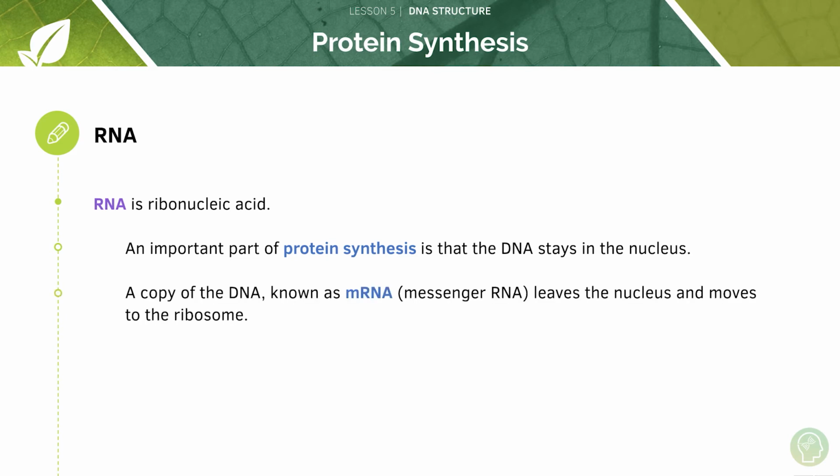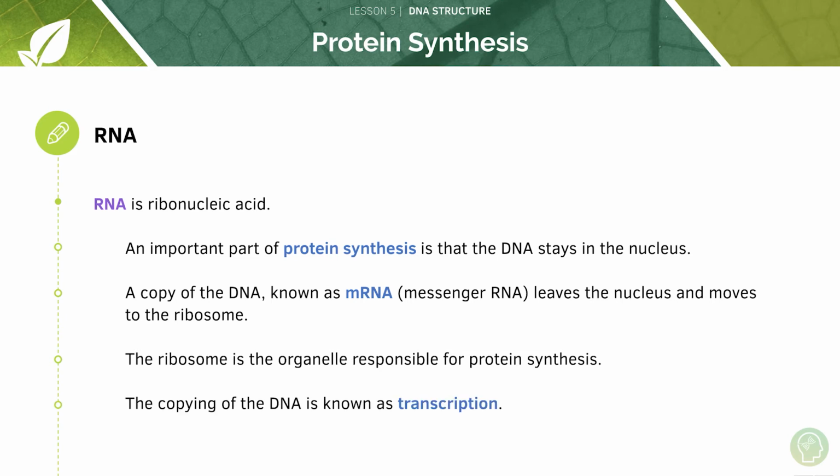And this is because RNA, in the form of mRNA, which stands for messenger RNA, is actually a copy of the DNA. So that's copied within the nucleus. It then leaves the nucleus and moves to the ribosome, which is found in the cytoplasm. And the ribosome is a cytoplasmic organelle that is responsible for protein synthesis. So this copying of the DNA from DNA into mRNA is known as transcription.